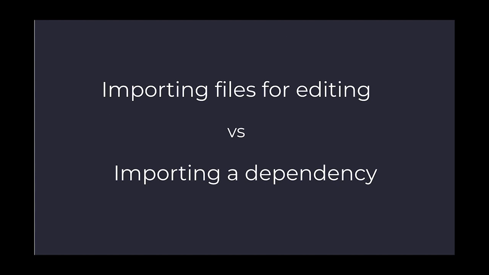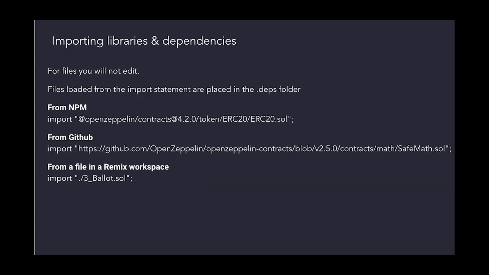Let's go over importing in Remix. There are files you want to import for editing, and then there are dependencies. Those are files that you don't want to edit. Remix works like other frameworks. So if you want to import a library or dependency from npm, you use an import statement like this. For GitHub or any website, if you want to import through HTTPS, you'd use this kind of import statement.